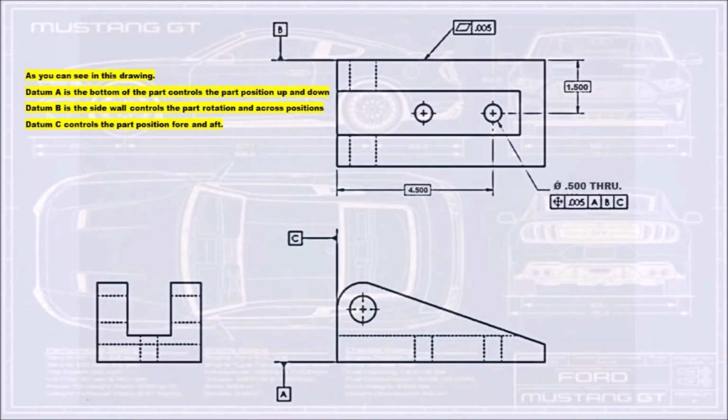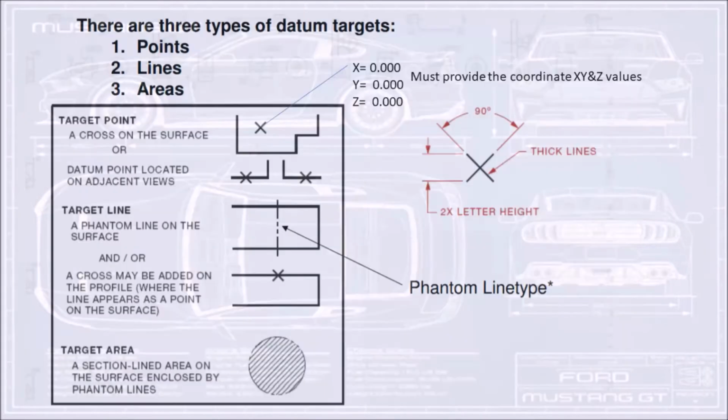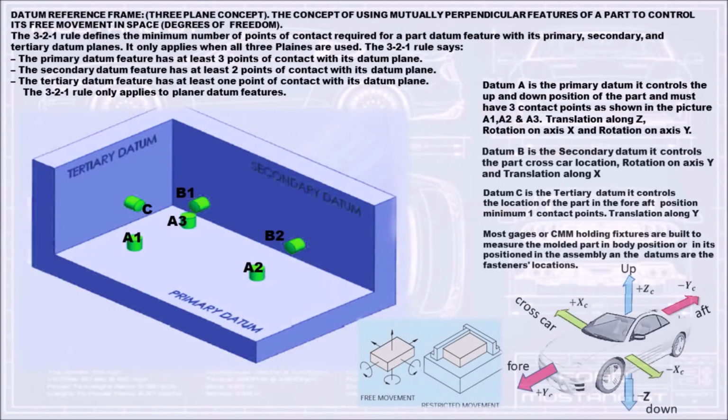As you can see in this drawing, datum A is the bottom of the part and controls the part position up and down. Datum B is the side wall and controls the part rotation and across positions. Datum C controls the part position fore and aft. This page explains the 3 kinds of datum targets: points, lines, and areas. Datum reference frame, 3-plane concept: the concept of using mutually perpendicular features of a part to control its free movement in space, degrees of freedom. The 3-2-1 rule defines the minimum number of points of contact required for a part datum feature with its primary, secondary, and tertiary datum planes.